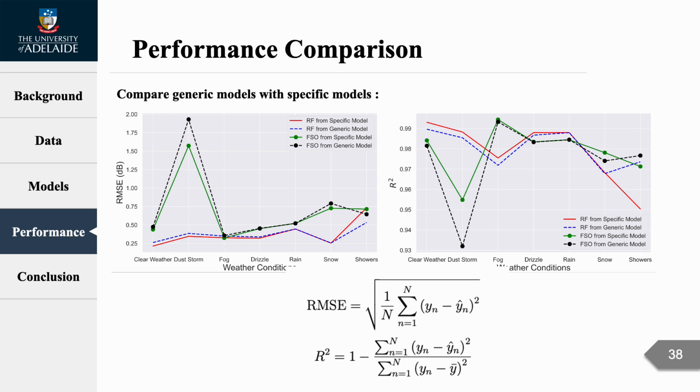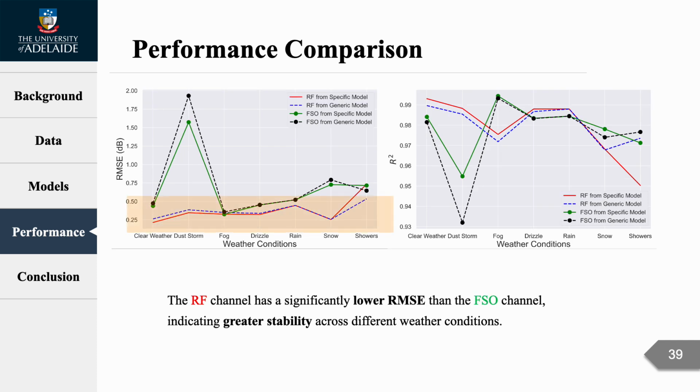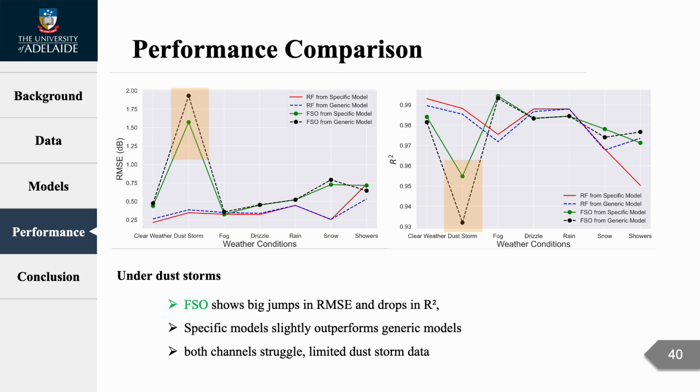Now let's compare the independent models. We tested two kinds of independent models, generic and specific models, across different weather conditions using RMSE and R-square. From the figure, you can see that the RF channel generally has a much lower RMSE than the FSO channel, which means it's more stable under various weather conditions. The FSO channel, on the other hand, is more sensitive to extreme conditions like dust storms, which shows up as big jumps in RMSE and drops in R-square.